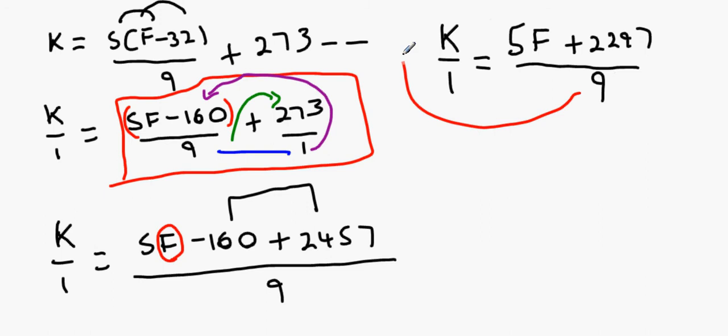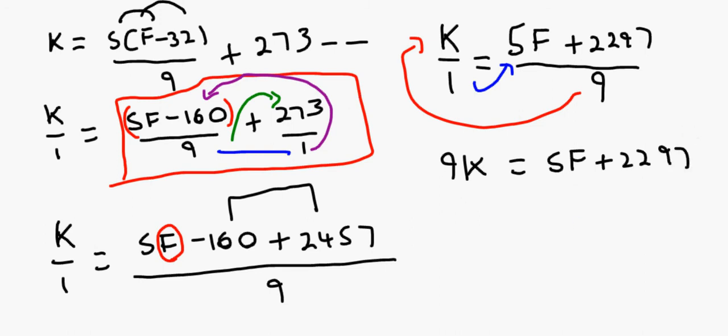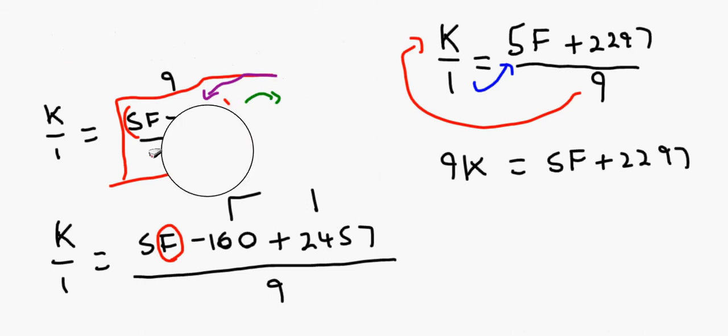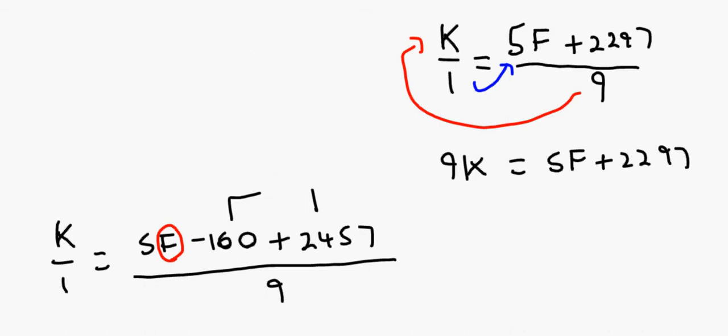The 9 goes up here, the multiplying by 1 goes up there, but remember multiplying by 1 is the same thing. So we're going to get 9 Kelvin equals 5 times Fahrenheit plus 2,297. Now, if we were to do our bomb dash out, what we could say about the F is the following. The F is being multiplied by 5 and then it's been added to. So we need to get rid of the addition first.